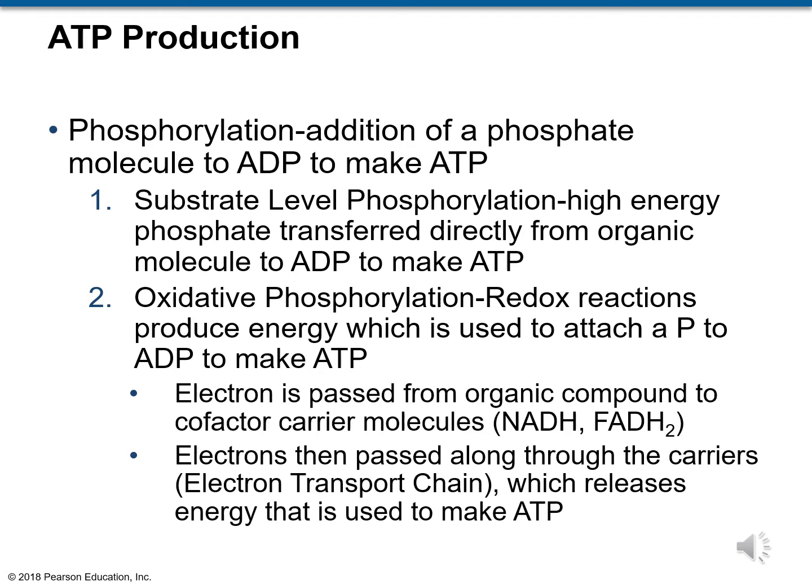Okay. That means that we just immediately walk over to ADP and we give them that phosphate, and that's it. There's just two players involved in that.